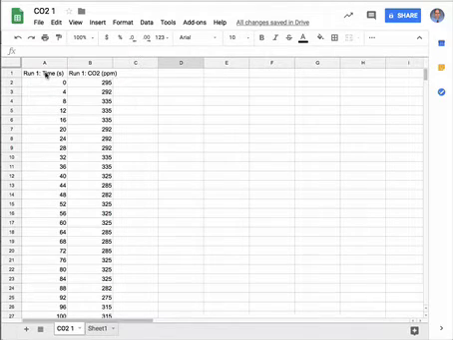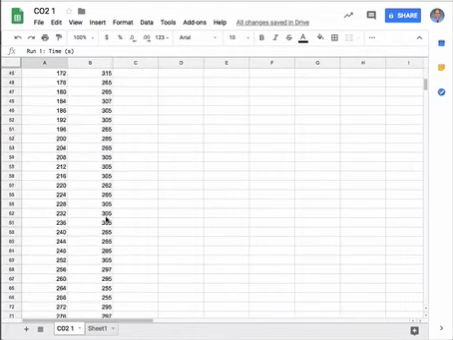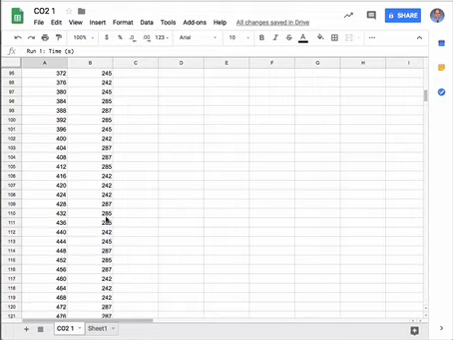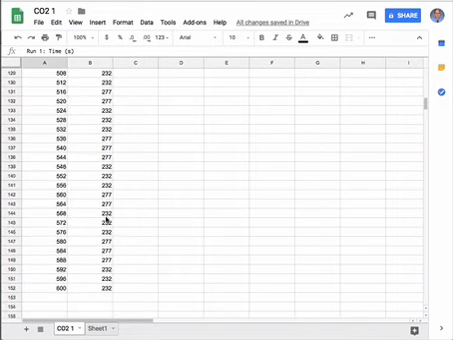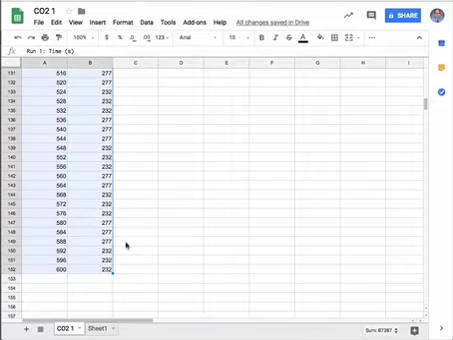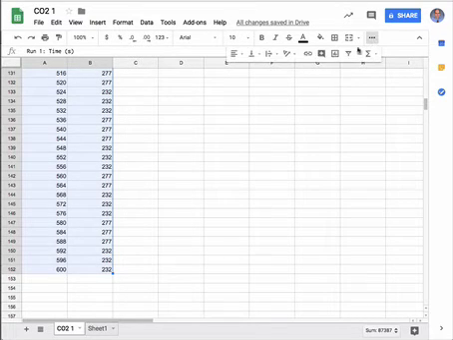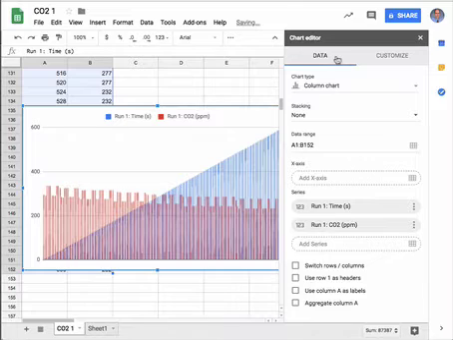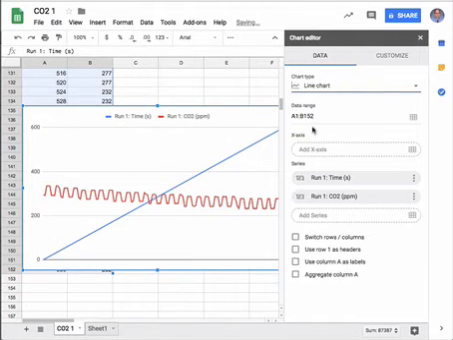So if you recall, first thing we're going to do, shift, click down at the bottom here. I ran this experiment for 6 minutes. Okay, over here, 3 dots, insert chart. Don't like that kind of chart. Let's choose a line graph.